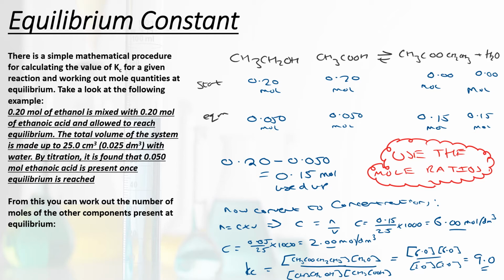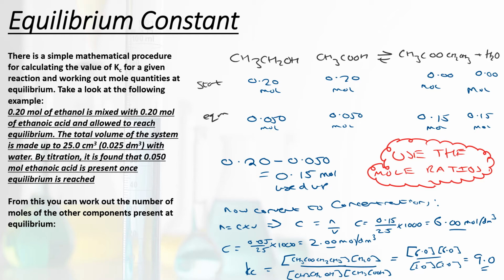Now again, note the use of significant figures here, as we've noticed in other mathematical videos on this channel. We have to look at our question, see what the minimum number of significant figures is. Our total volume is 25.0, that's 3 significant figures. However, the moles, the 0.20 and the 0.050, are both 2 significant figures. And so therefore we have to give our answer to 2 significant figures, 9.0.